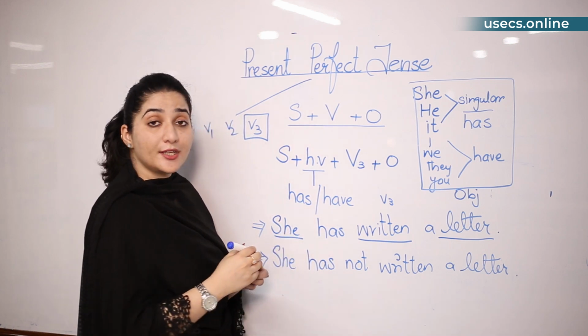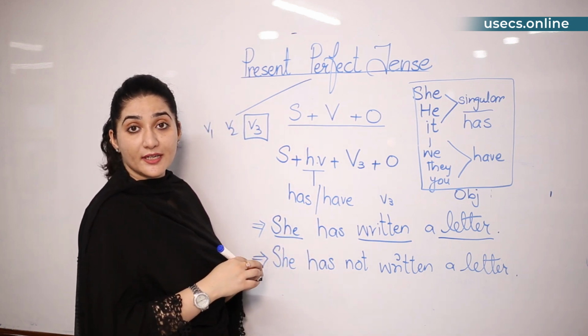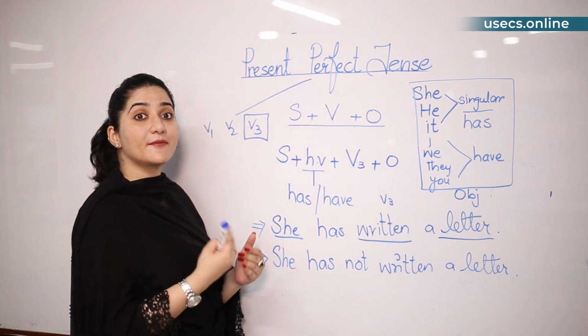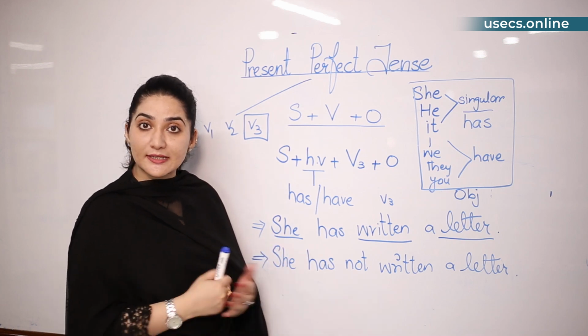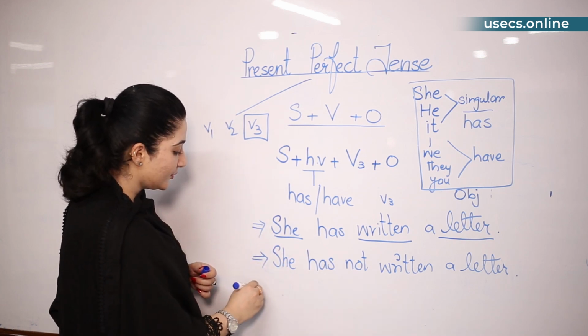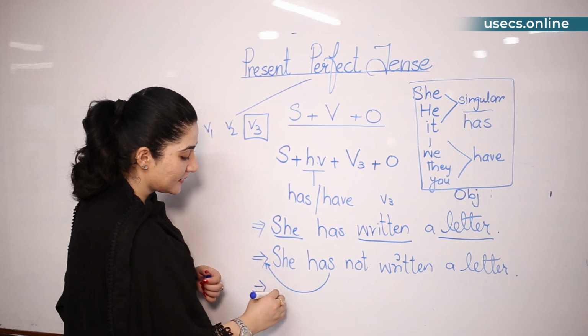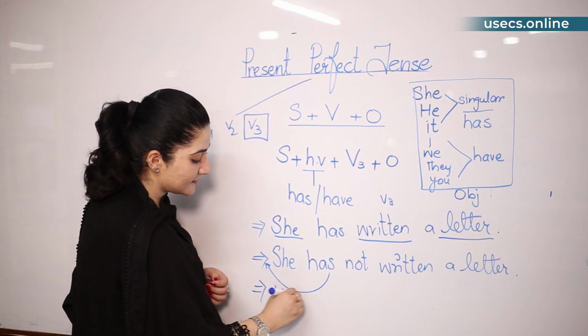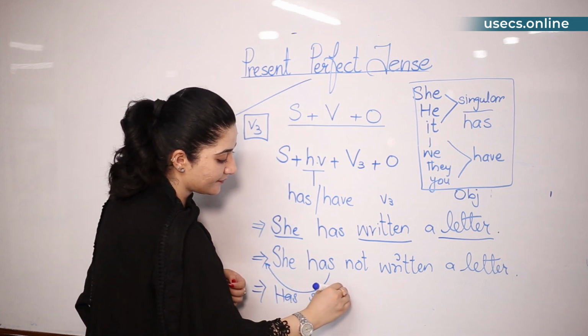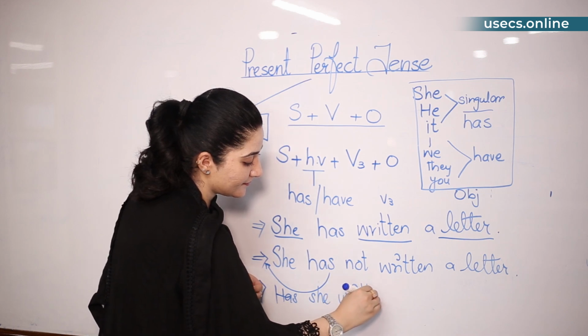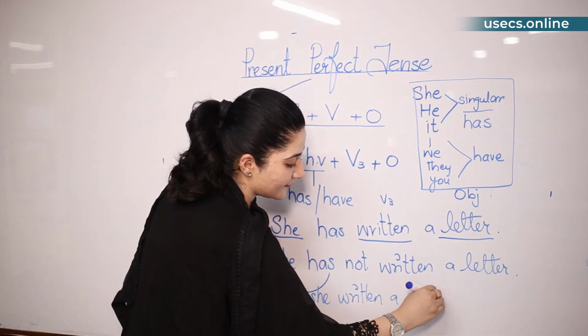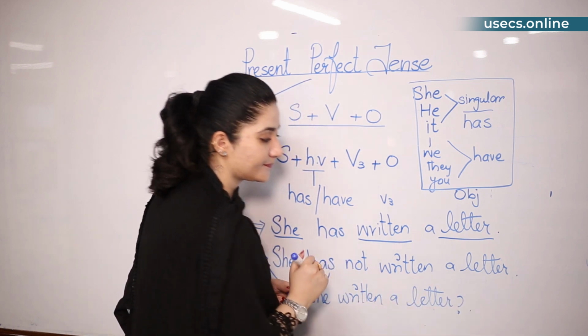And when we want to change it to interrogative, when we have to make a question statement, हमने सवाल करना है कि क्या उसने खत लिखा? So we always say that helping verb comes at the start of the sentence. Has she written a letter? And the question mark.